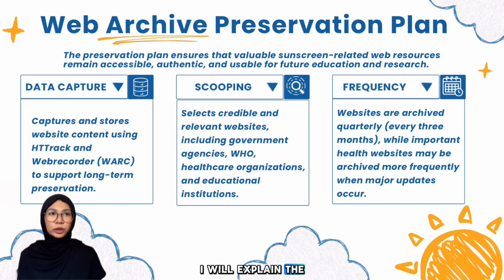I will explain the web archive preservation plan. The purpose of this preservation plan is to ensure that valuable online information related to sunscreen remains accessible, authentic and usable for future education and research. To achieve this, our repository follows three main preservation activities, which are data capture, scoping and frequency.